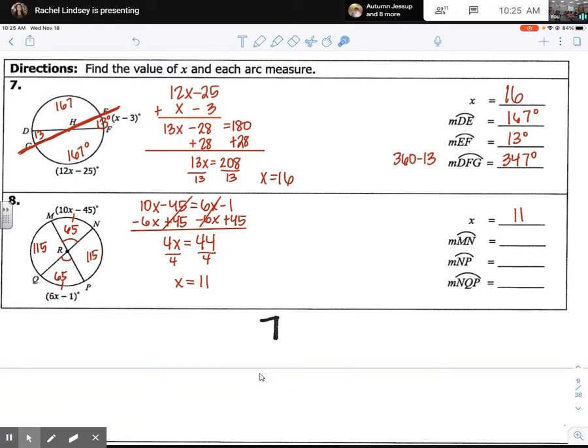And then to get MN, that's 65. NP is 115. And then NQP, so NQP is 360 minus 115. And that is 245.